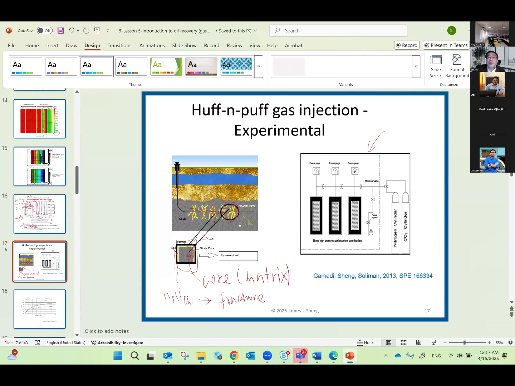Here, for example, we have 3 containers. We have put 3 cores inside the containers, and between the container and matrix core we have fractures, and then this is connected to this nitrogen or CO2 gas tank. Initially we open this valve, inject gas into this container, and then stop injection for a while. Then we open this valve and produce. That represents the puff. Okay, so that is the experiment.